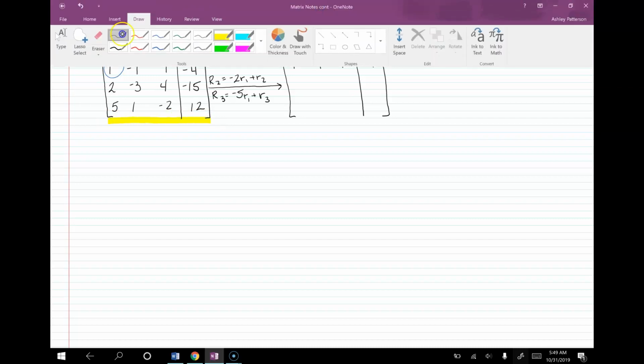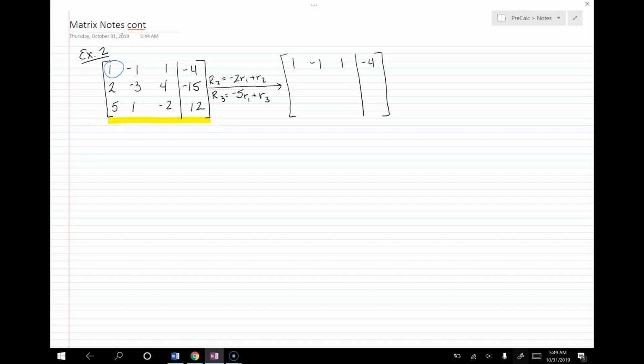Referring back to the given matrix, I have -2 times 1, because it's the first element in the first row, or plus 2, and that gives me a 0. And then -2 times -1 is 2, plus -3 gives us a -1. And then -2 times 1 is -2, plus 4 gives us a positive 2. Okay, don't forget about your solutions. So -4 times -2 is 8, plus -15 gives us -7.